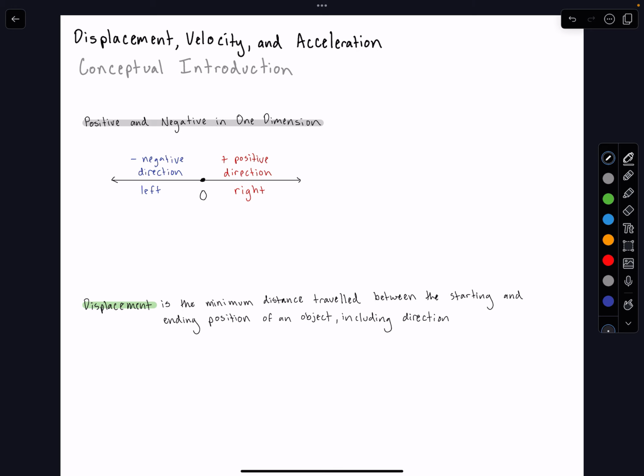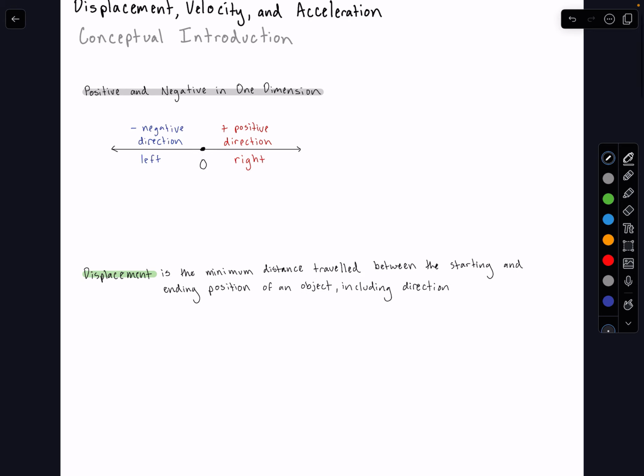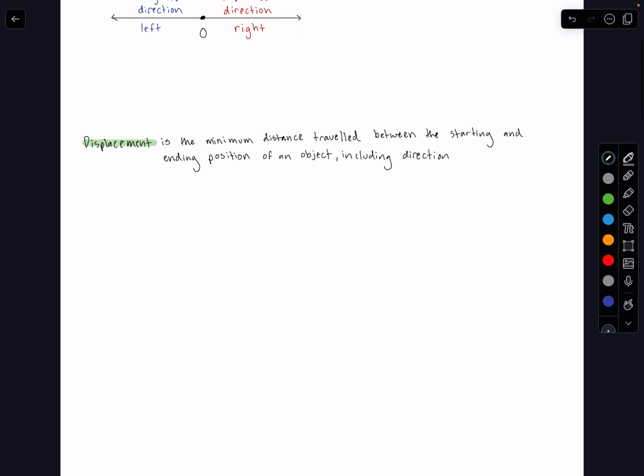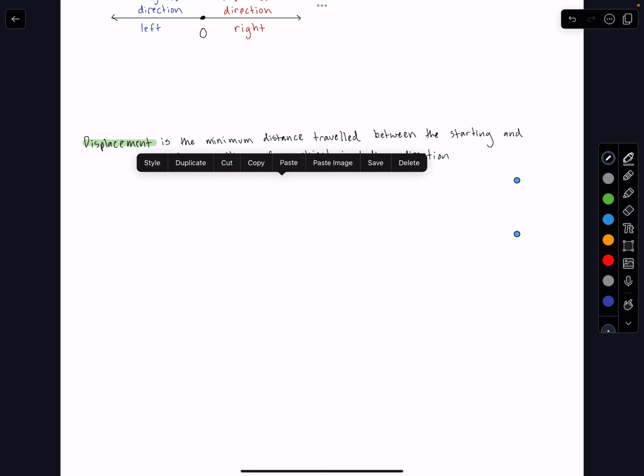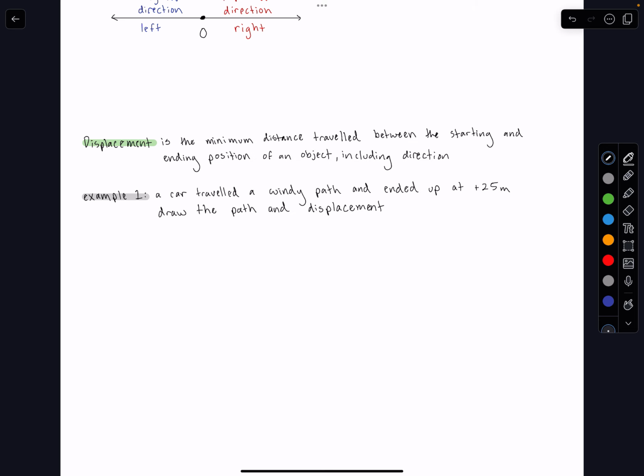Let's first show the definition. Displacement is the minimum distance traveled between the starting and the ending position of an object, including direction. This is kind of a mouthful of words. It might be a little confusing, but I think displacement is best explained through examples. So let's go through my example number 1.